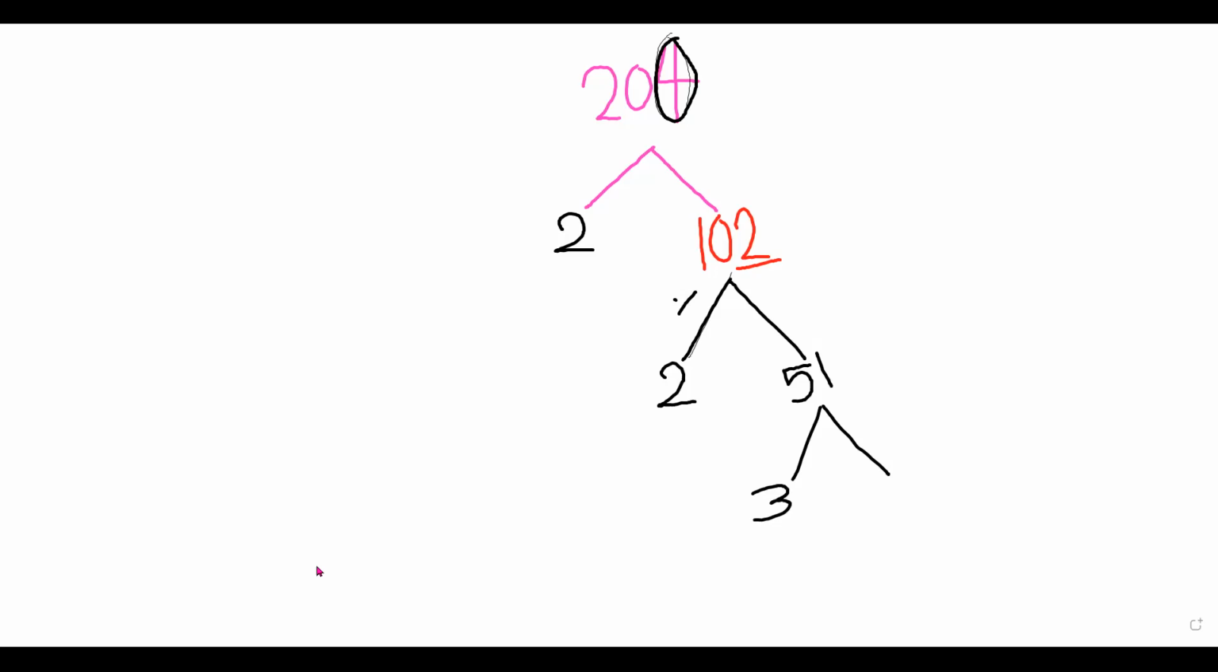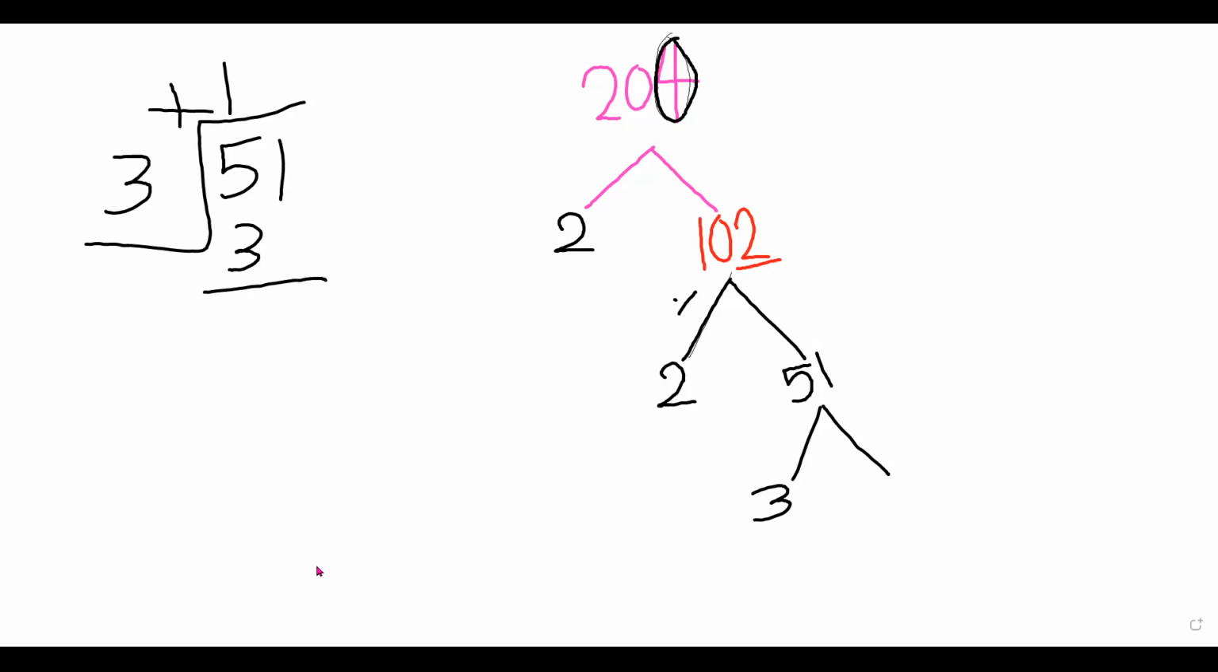Then I will divide 51 by 3. 5 over 3 is 1. 1 times 3 equals 3. Bravo. 5 minus 3 is 2. And bring the 1 down. 21 over 3 is 7. Yeah, 7. Now look at 17 here. Is 17 a prime or composite number? Prime, bravo.